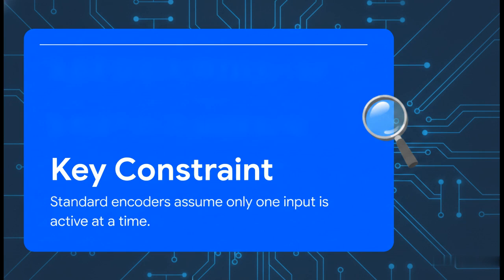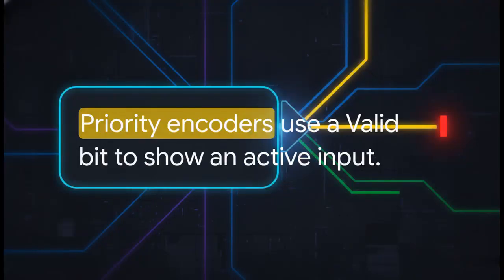If D1 and D2 light up at the same time, the standard OR gate logic completely breaks down and spits out an ambiguous, incorrect binary code. It's a traffic jam where the cars just morph into each other. And in VLSI design, ambiguity is a system crash just waiting to happen. So to fix this mess, engineers developed the priority encoder.